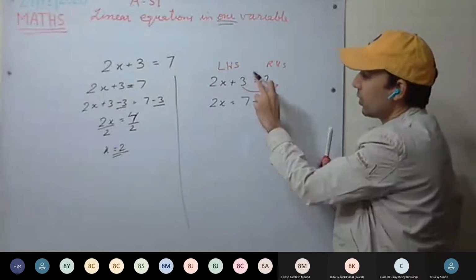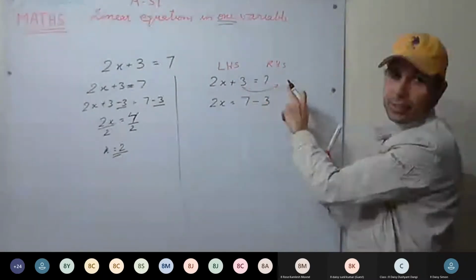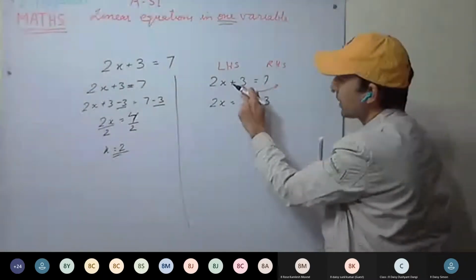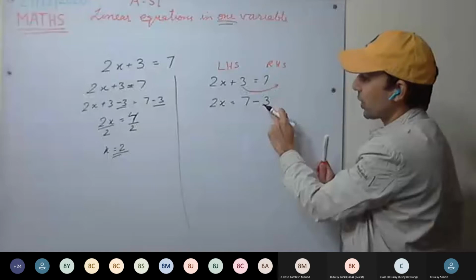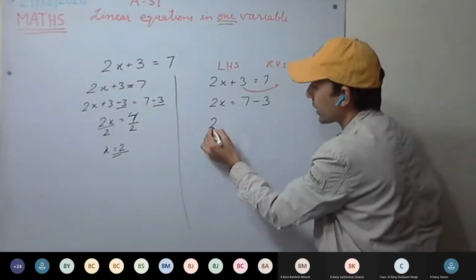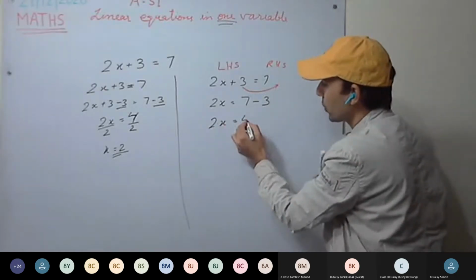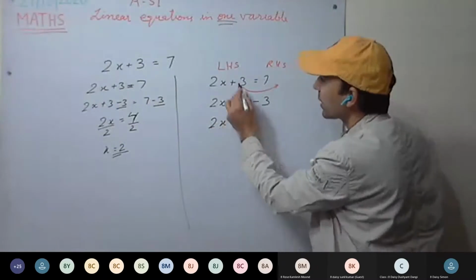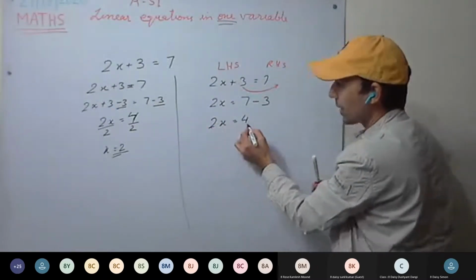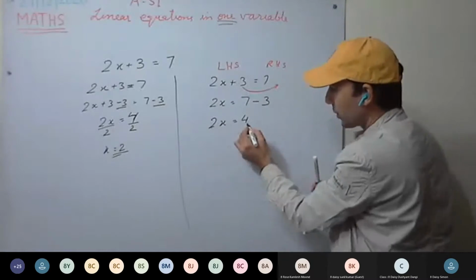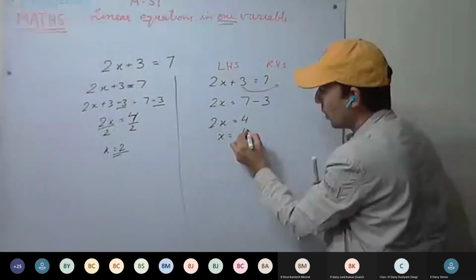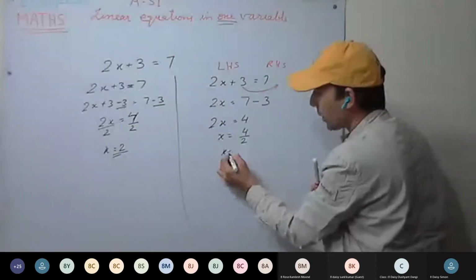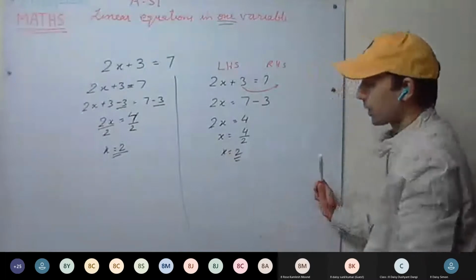If you are transferring a number from one side to the other, plus 3 will become minus 3. So what are we getting? 2x equal to 4. Now what will we do? The 2 from the left hand side will transfer to the right hand side. Here it is multiplied, there it will be divided. x equal to 4 divided by 2. x equal to 2. This is clear?